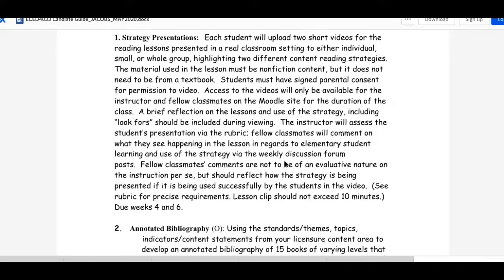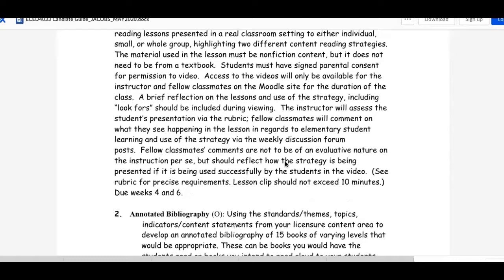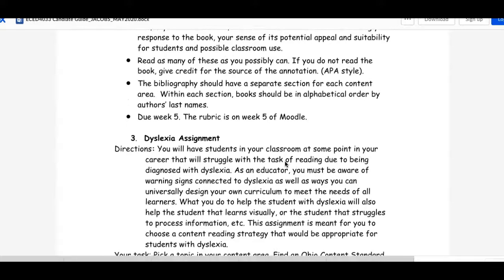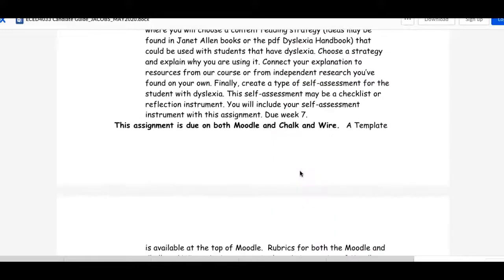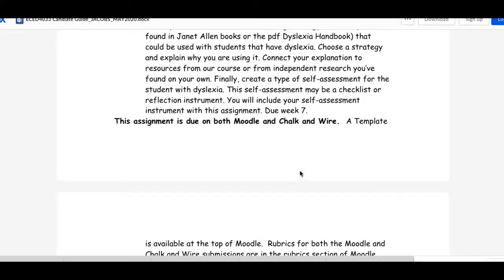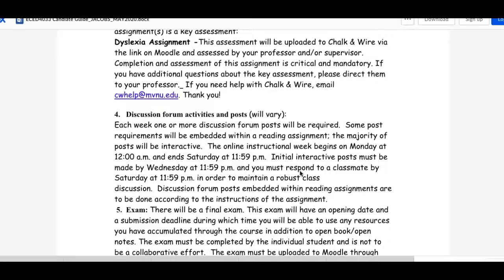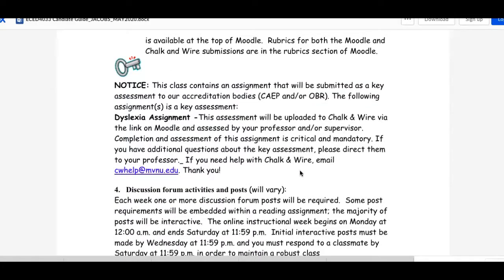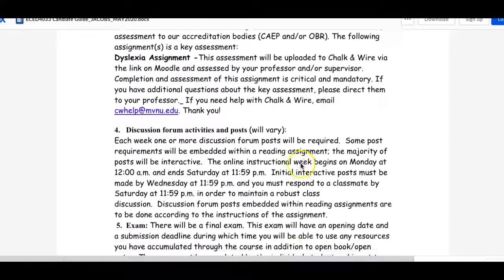So here there are strategy presentations due on weeks 4 and 6. There's an annotated bibliography with pretty clear directions here. As a matter of fact, I just rewrote those. That's due in week 5. A dyslexia assignment that's due in week 7. And that dyslexia assignment is due on both Moodle and Chalk and Wire. If you look at the rubrics for those two, the rubrics are exactly the same for the Moodle and Chalk and Wire, except the point value because of the difference in how they're set up.